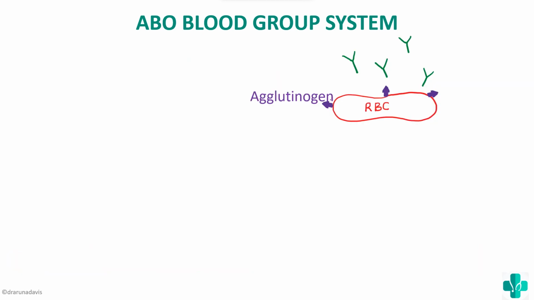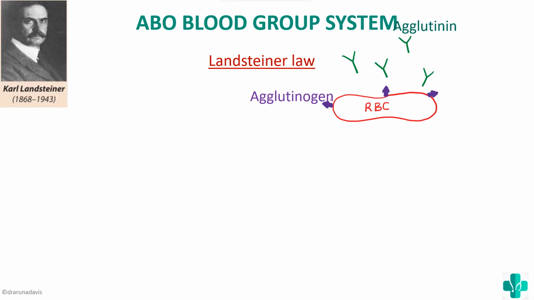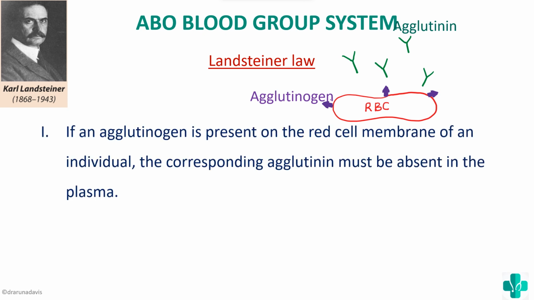As a short note on the ABO blood group system, it is important also to write about Landsteiner's law. So what is meant by Landsteiner's law? It was brought about by Karl Landsteiner, and it was he who said that if an agglutinogen is present on the red cell membrane of an individual, the corresponding agglutinin must be absent in the plasma. What is this agglutinogen, agglutinin and all that? Agglutinogen means antigen itself. You can remember it as gen, agglutinogen, antigen. So if an agglutinogen is present on the RBC membrane of an individual, then the corresponding agglutinin, meaning the antibody, must be absent from the plasma.